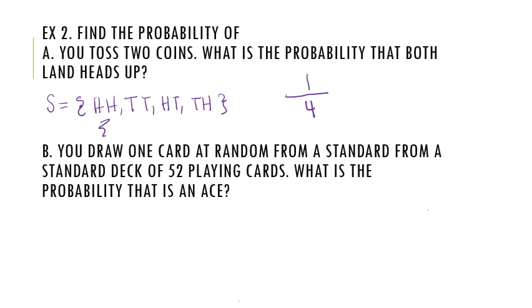Okay, so the second one, you draw one card at random from a standard deck of cards. What is the probability that it's an ace? So your sample space would be how many total cards you have. That would be 52. And then on the top would be how many aces do we have in a deck of cards. That would be your outcomes. So we have 4. And then you could simplify that and you would get 1/13. So 1/13th would be your chance of getting an ace.